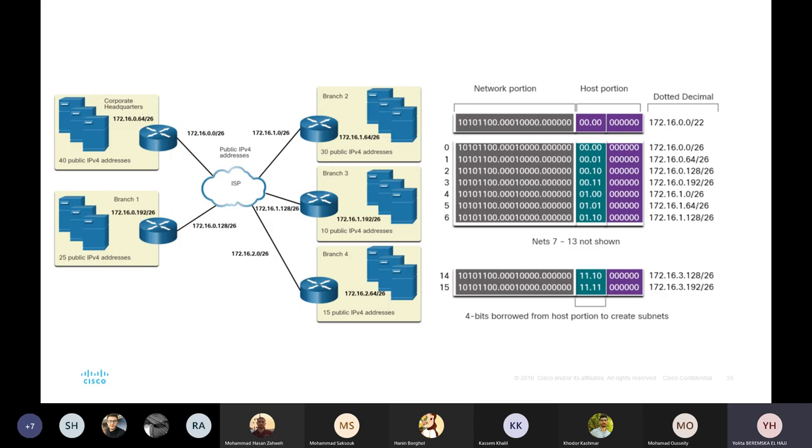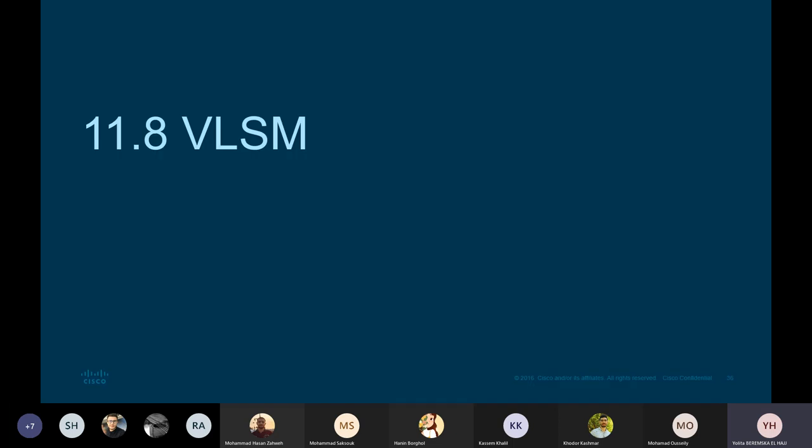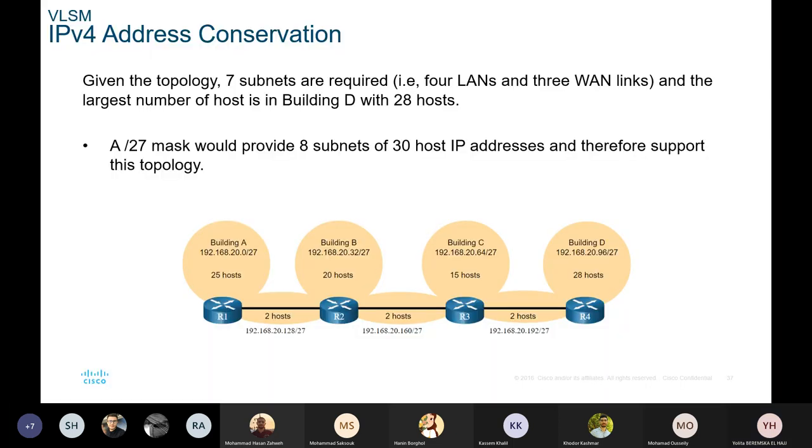Well, do we have any questions about this, guys? Is it clear how we divide the addresses into subnets? Maybe nobody follows my talking. Well, I consider that you don't have questions, so let's go for the last discussion about variable length subnet mask.